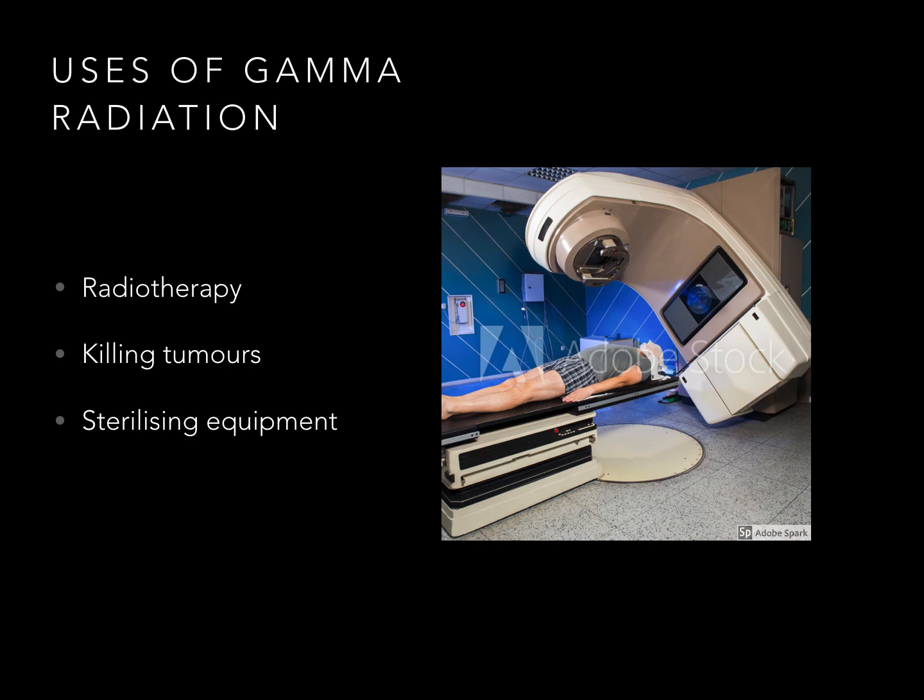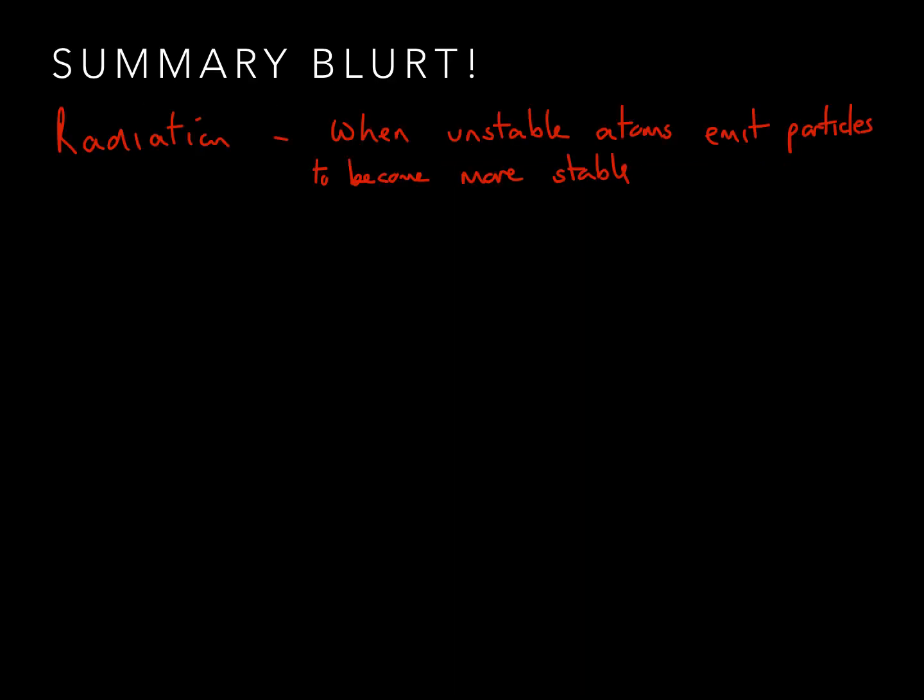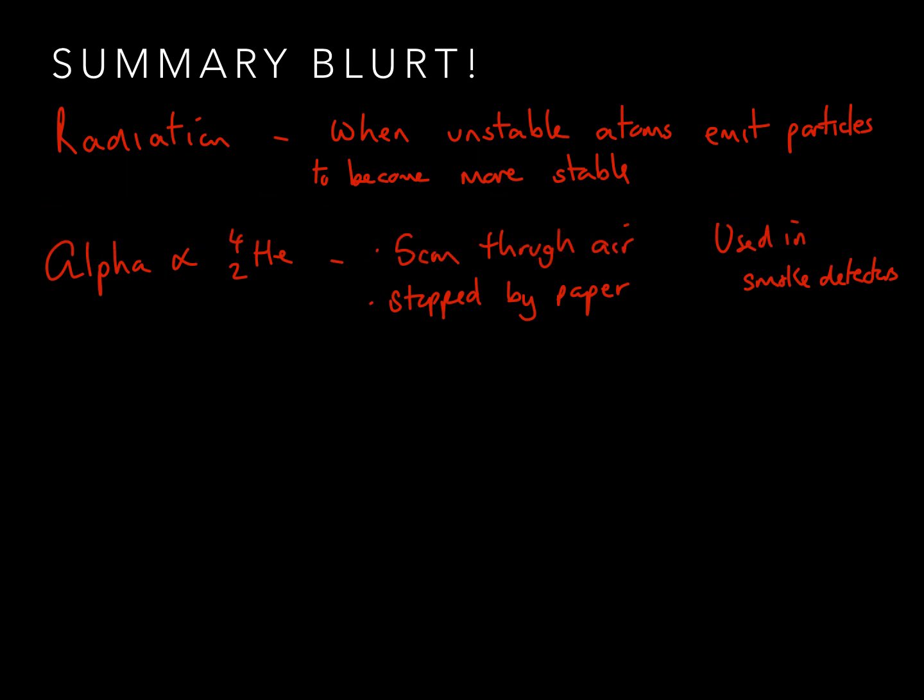Now, if it was up to me, I would now blurt, in other words, write down everything you need to know about this subject, which includes, for example, that radiation is when unstable atoms emit particles to become more stable. That alpha is written down as 4 2 He. It goes through 5 centimeters of air. It's stopped by paper and it's used in smoke detectors.